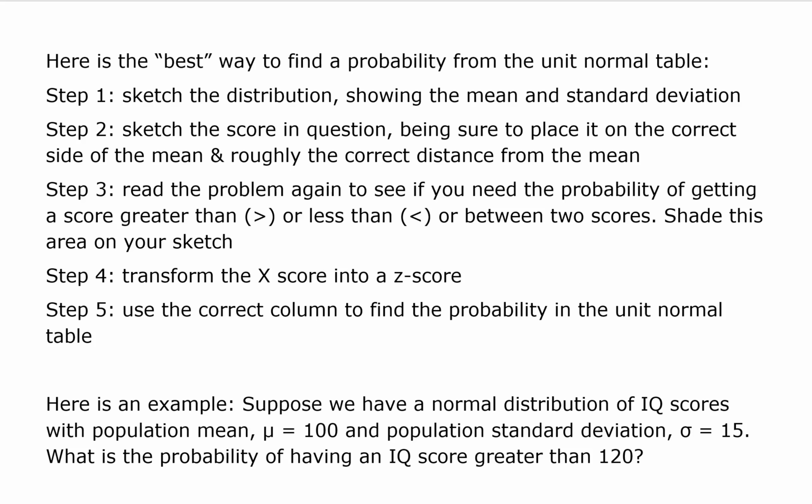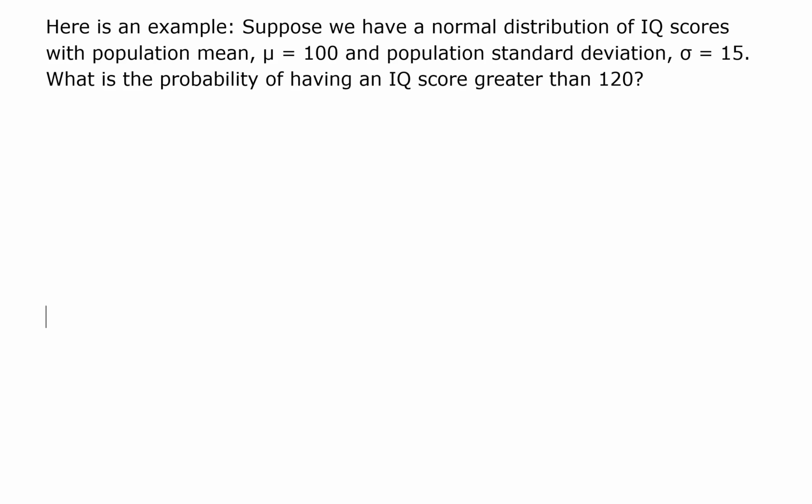So here's an example. Suppose we have a normal distribution of IQ scores with a population mean mu equal to 100 and population standard deviation sigma equal to 15. What is the probability of having an IQ score greater than 120? So step 1, sketch the distribution.